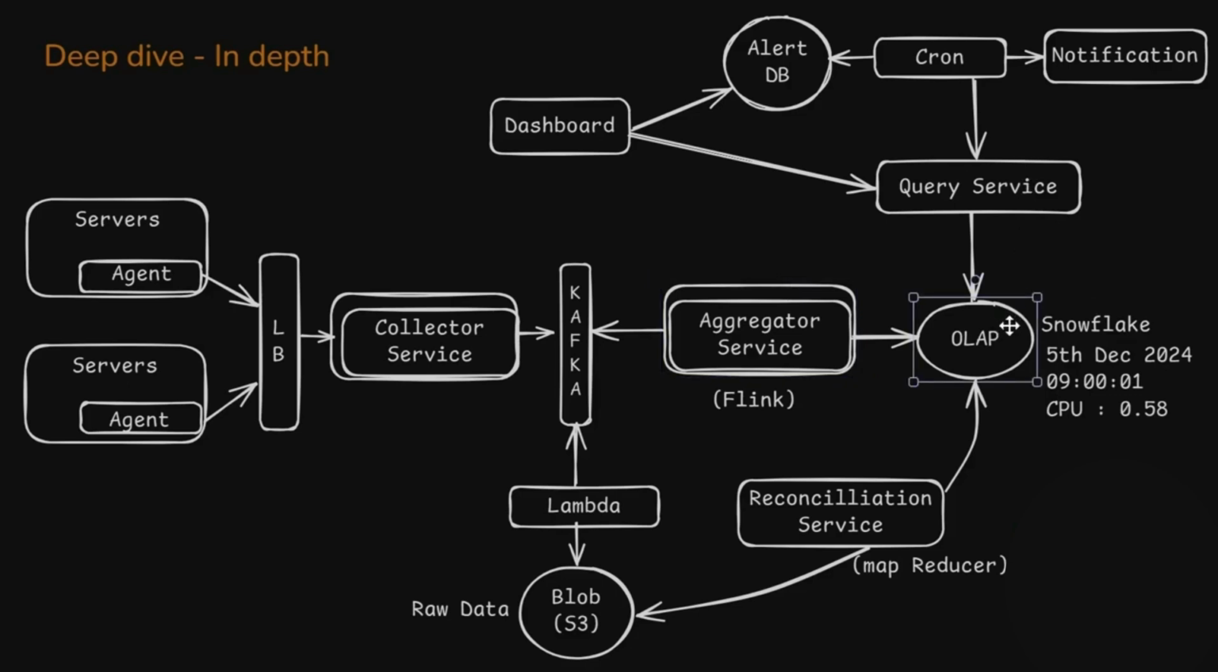into this OLAP database, and how we are storing the raw data in cheap storage, and we also introduced the reconciliation process, and at the end connecting with the end users on the dashboard, how it will query to load this information in the dashboard, and at the same time creating the alerts and running the cron job to send the notifications at the time any threshold is reached based on the defined rule in this alert DB.